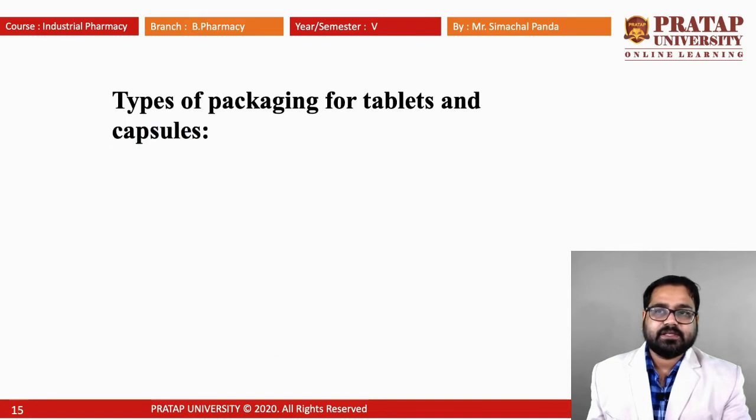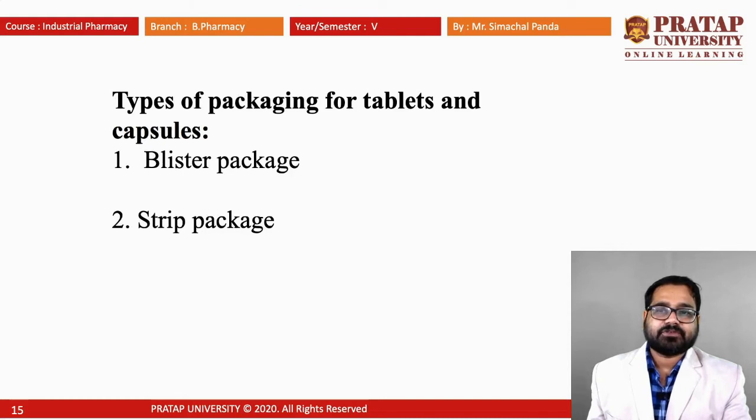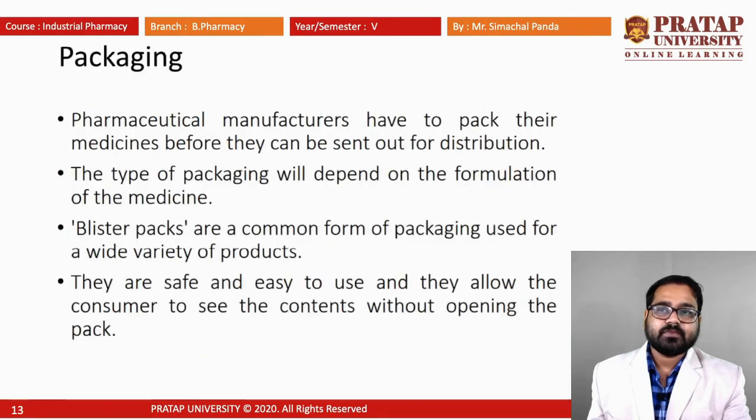We can see here, this is the blister packaging. That may be strip packaging, that may be alu packaging, that may be bottle packaging. The pharmaceutical manufacturer has to pack their medicine before they can send it for distribution.